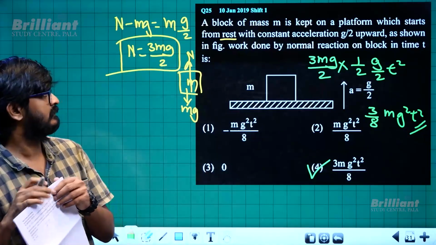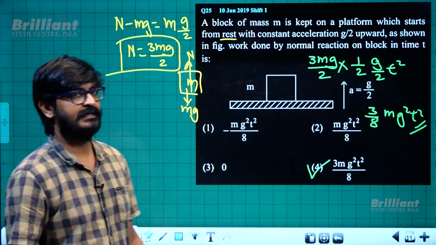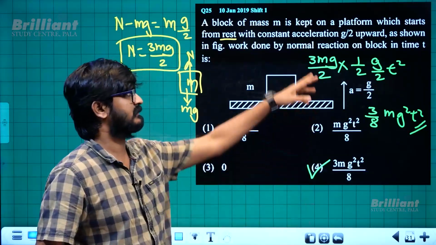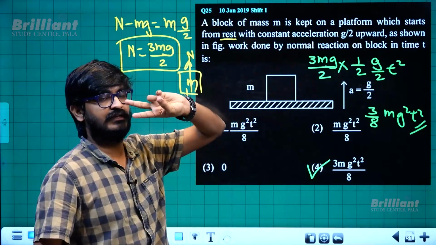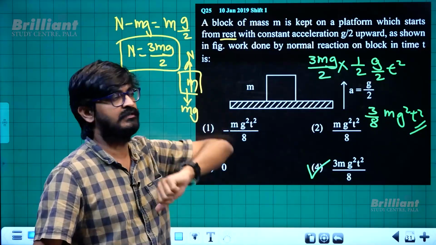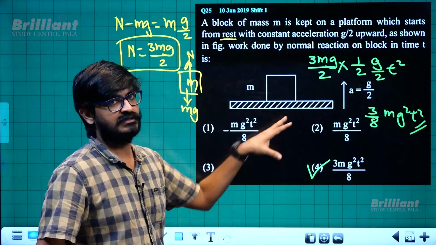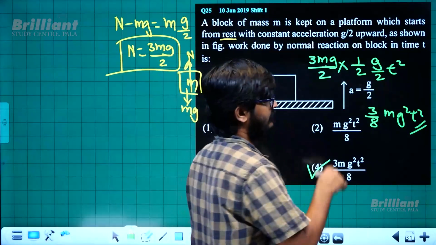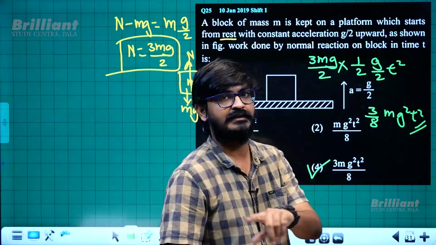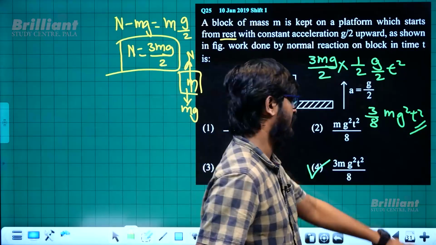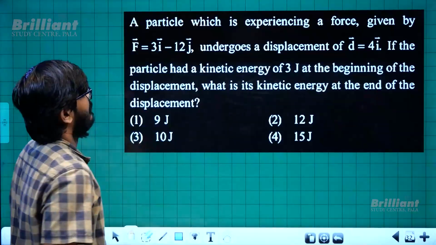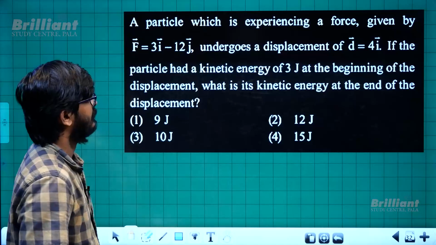Now you can't find kinetic energy here and say that is the answer, because here the kinetic energy will be because of total work done by two forces, that is normal and weight. They are specifically asking what is the work done by normal. So you can't use change in kinetic energy, because change in kinetic energy will give you total work done by all the forces.